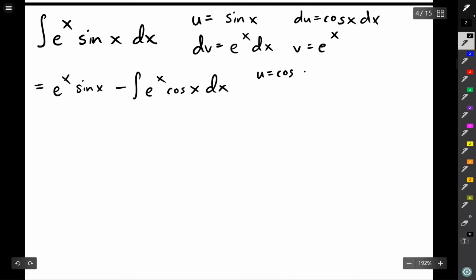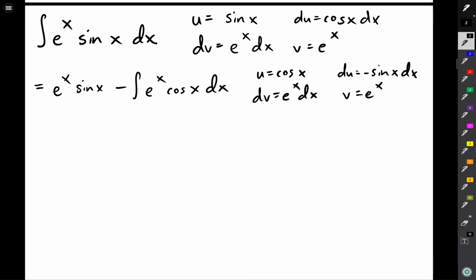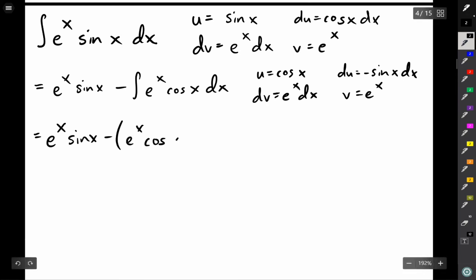u is cosine x, dv is e to the x dx. All right, same procedure as last time. So then du is going to be minus sine x dx, and v is going to be e to the x. All right, so let's set this up. We have e to the x sine x minus, let's say u times v, so e to the x cosine x, minus the integral of v du.